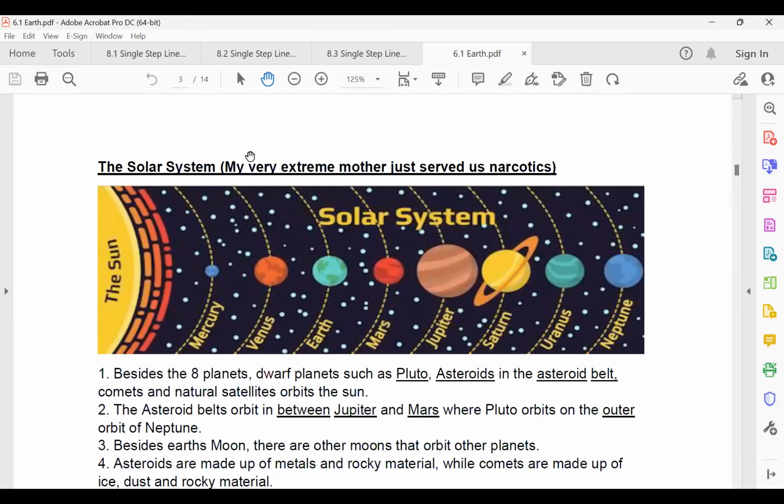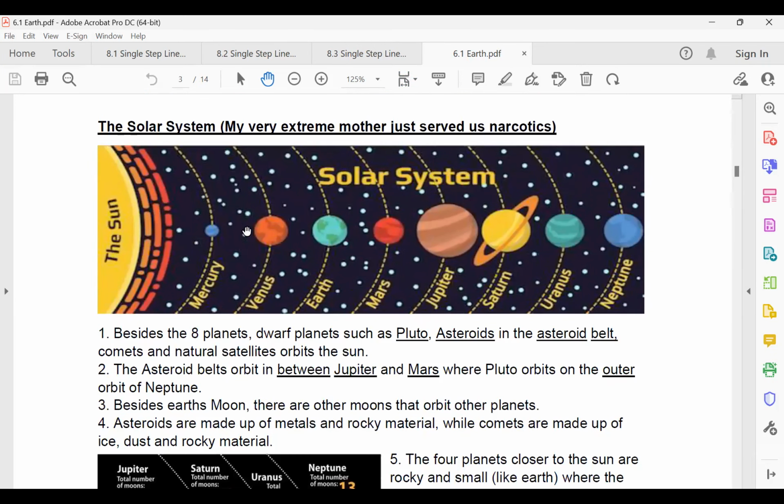Then after that, we're also going to memorize the sequence of the planets using a very dumb thing. My very extreme mother just surface narcotics. So it's going to be Mercury, Venus, Earth, Mars, Jupiter, Saturn, Uranus, Neptune, right? My very extreme mother surface narcotics. This is for you to remember the sequence of the planets, which I assume you may need to know.